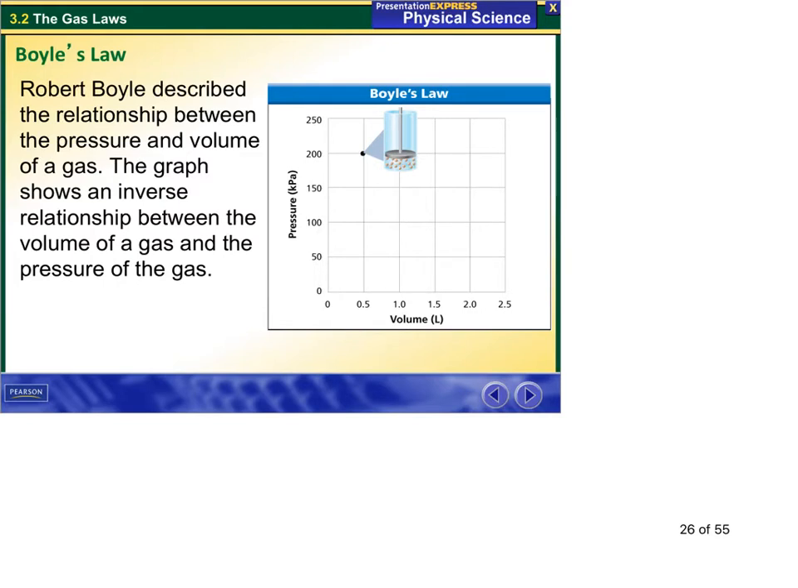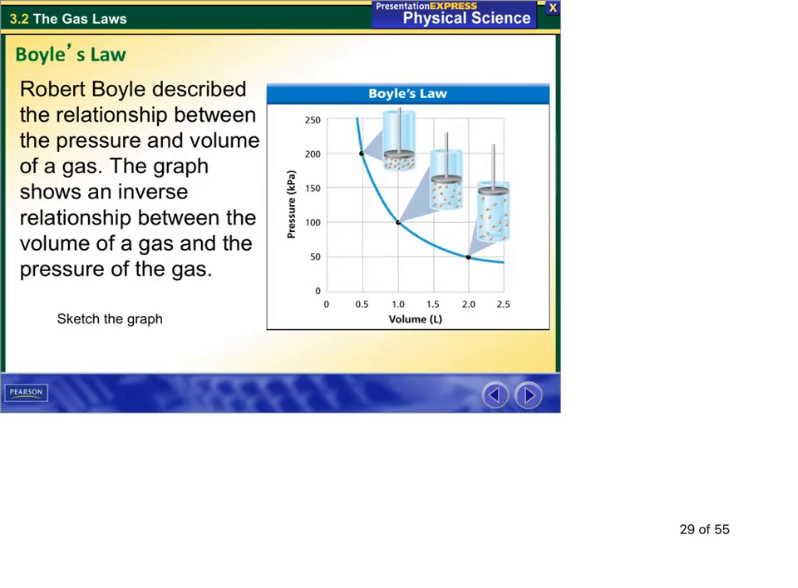Then we have a guy named Boyle, who described the relationship between pressure and volume of a gas. And we get what we're going to call an inverse relationship. And we'll see what that one looks like. Again, we plot some points. There's a second point, and a third point. And then we connect them and we get this nice curve. This is what an inverse relationship looks like.